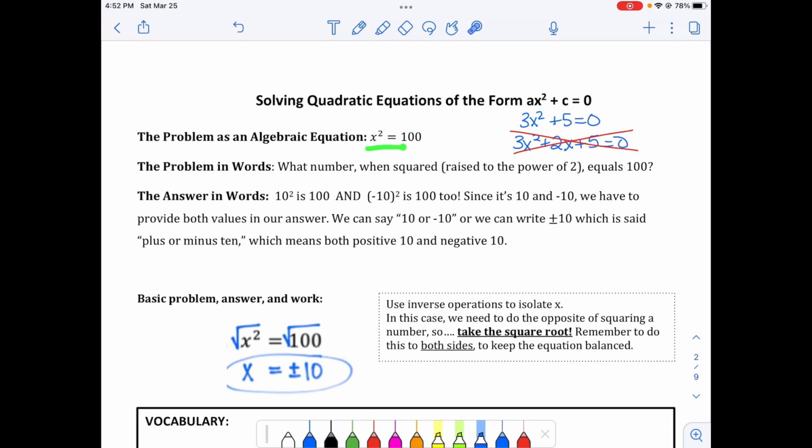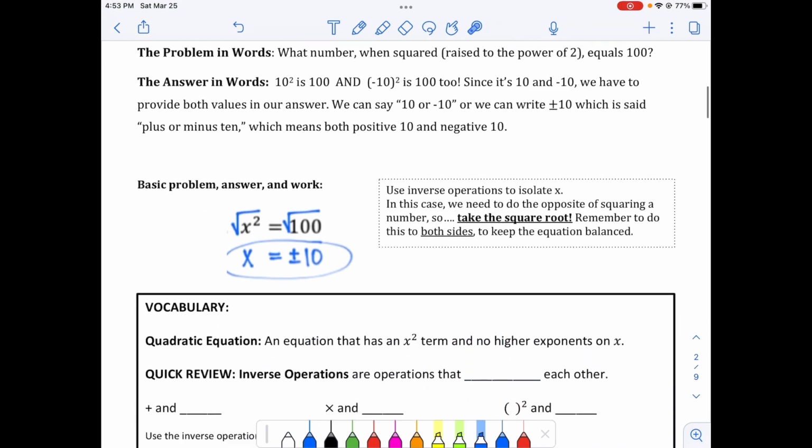So when you see a problem like this, x squared equals 100, that is saying what number, when squared, equals 100. And we know that both 10 and negative 10, when squared, equal 100. So when you see an equation with an x squared, you are looking for two solutions, and if you do not include both of them, then you do not have the correct answer. So you can read the statement in words where it says, since it's 10 and negative 10, we have to provide both values in our answer. We can say 10 or negative 10, or we can write plus minus 10, which we say as plus or minus 10, which means that both the positive and negative values will make this equation true.